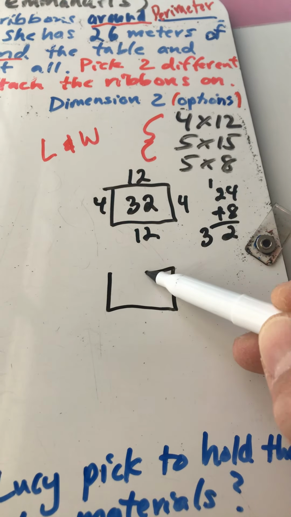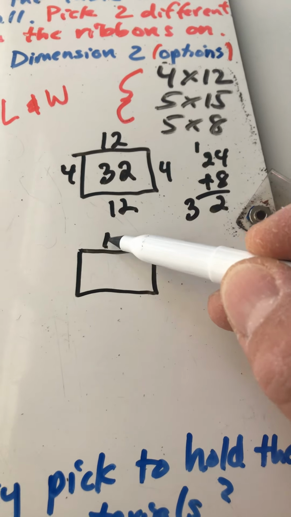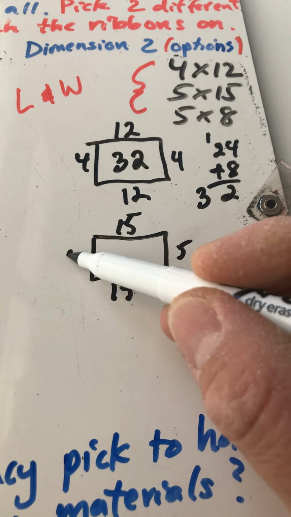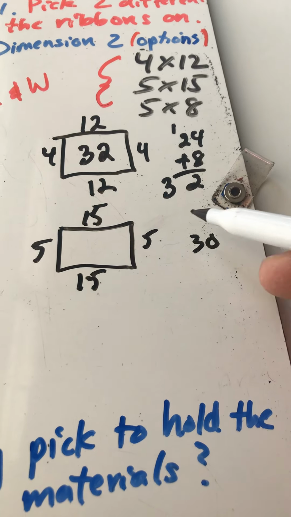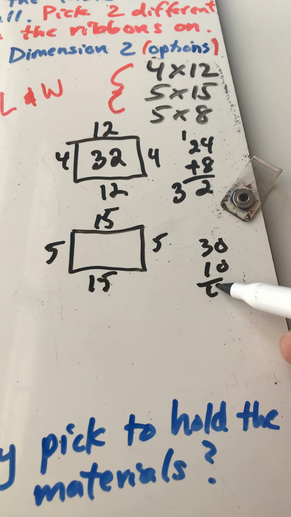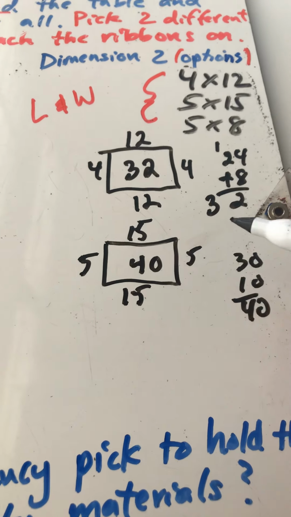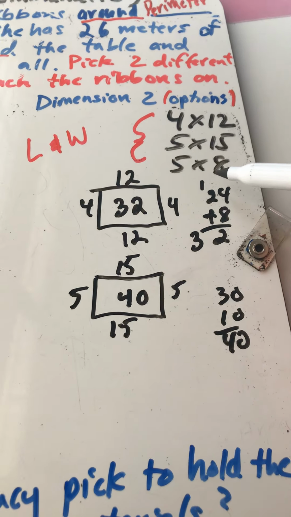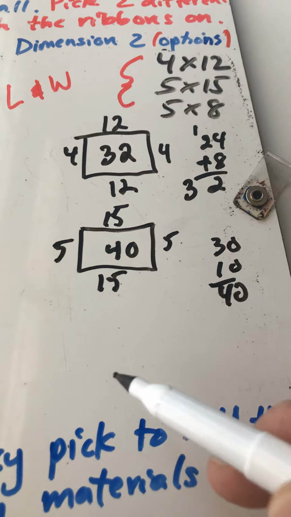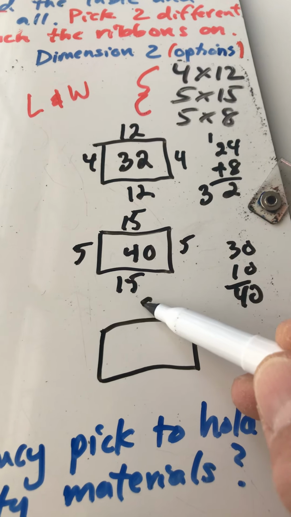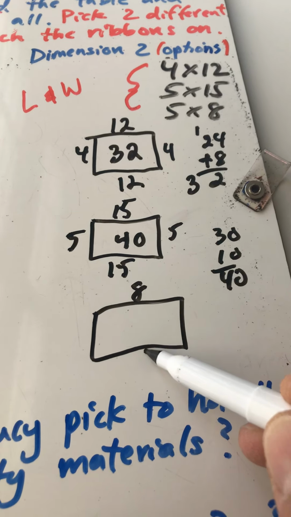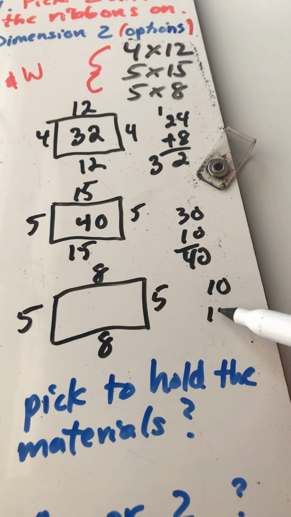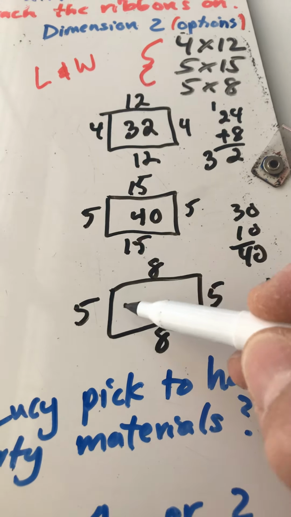The next one is 15 by 5. So the longer side is 15. That means this one's 15, this is 5, and this is 5. 15 and 15 is 30, and 5 and 5 is 10. So this is an even 40. And that one is also too much around, so it can't be that one. That just leaves that last one, the 5 by 8 over here. The longer number goes there, the 8 and the 8, since they're opposite sides, and 5 and 5. 5 and 5 is 10, and 8 and 8 is 16, so I get 26. So this one actually works.